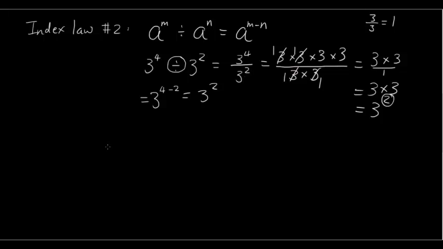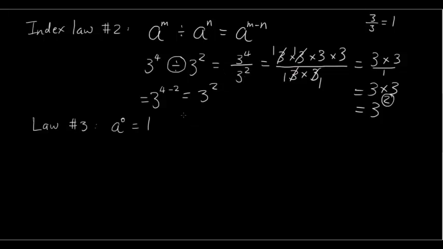And let's do the third one. The third index law says that anything to the power of 0 is 1. Index law 3. Anything to the power of 0 is 1. And so where is the reasoning behind that?